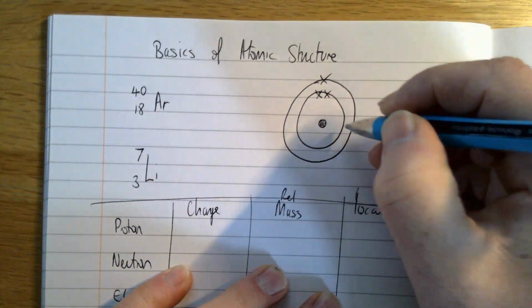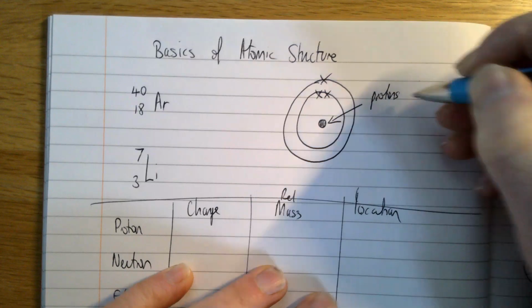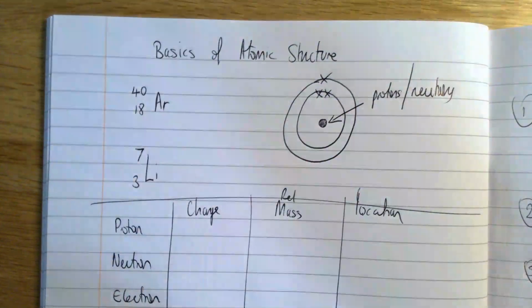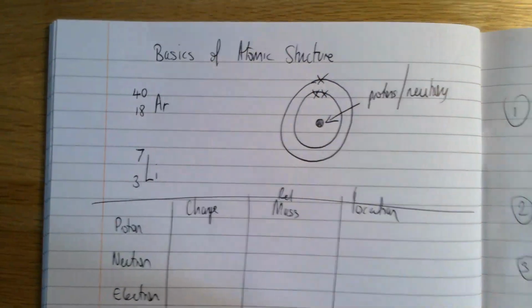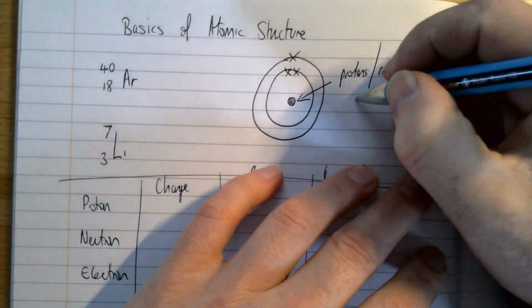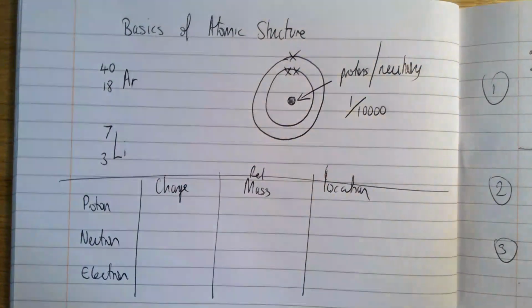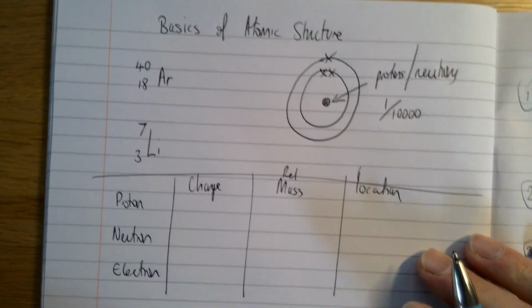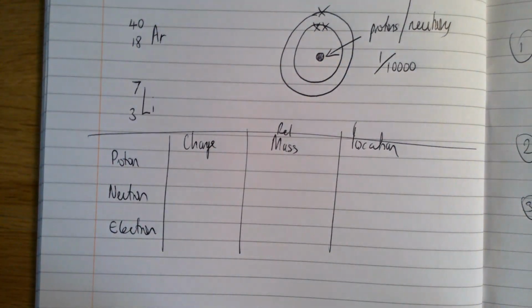The nucleus is tiny and it's made up of protons and neutrons, and we need to know that the nucleus is many times smaller. We should have an idea that it's about 10,000 times smaller than the size of the atom, and atoms themselves are extremely tiny. We should know these basic facts about those components, the subatomic particles of atoms.